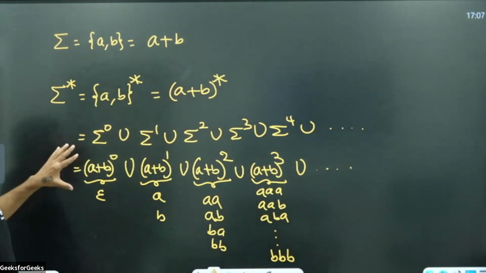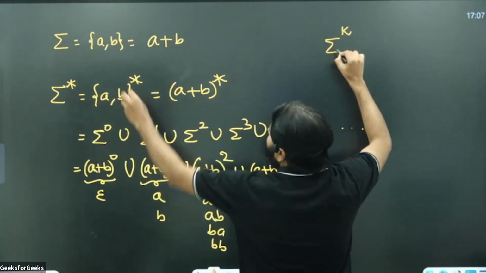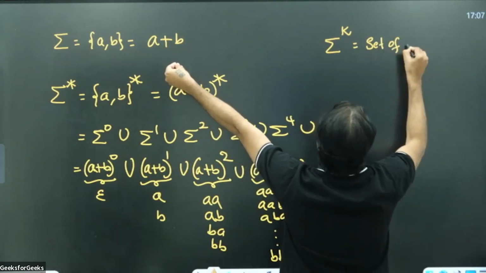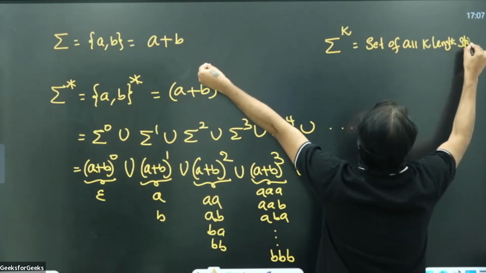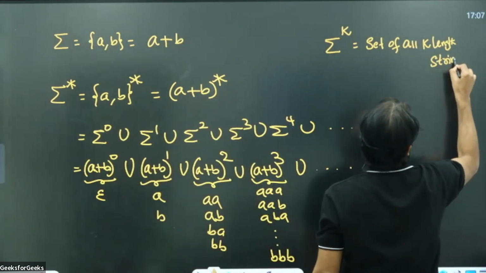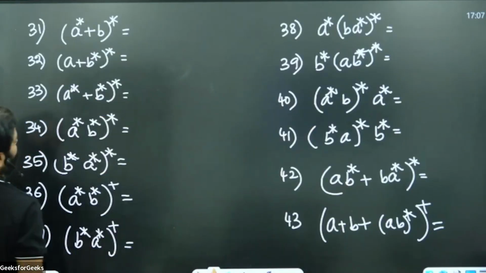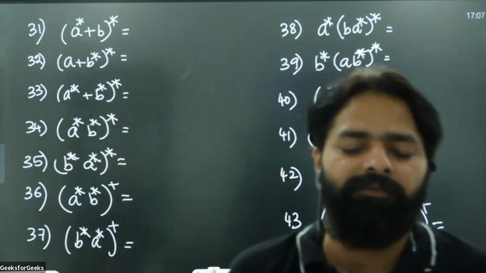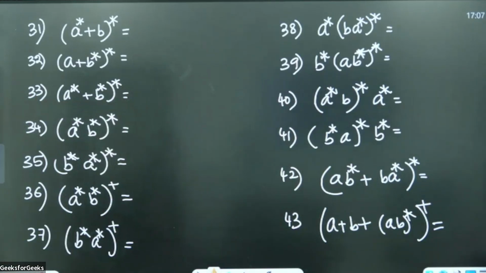And if anybody asks what sigma power K has, sigma is A comma B, then what is sigma power K? It is nothing but a set which has all K length strings. Which length? All K length strings. Okay, now when you come to this question, you are looking at the same concept. You just need to realize, will I have everything? When I take an expression, am I able to generate every string or not?